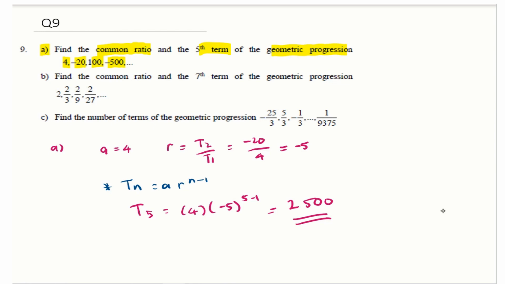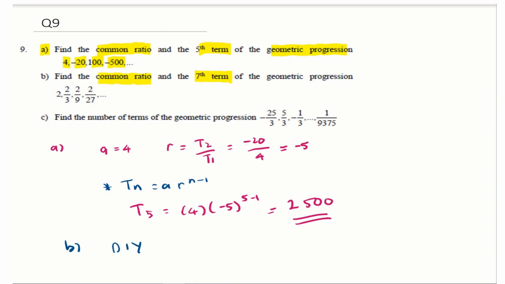Okay. How about question 9B? This is actually similar to question 9A. The question asks to find the common ratio and the seventh term of the geometric progression given the sequence 2 over 3, 2 over 9, 2 over 27. So for B, you can try it on your own. Okay, so do it yourself.